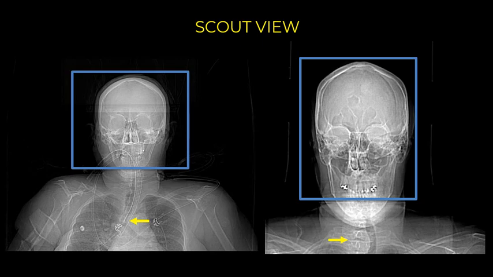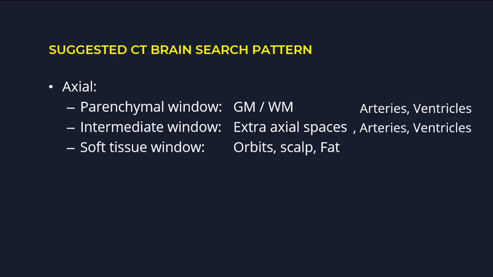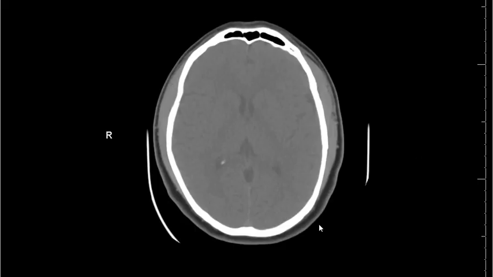Now that we're done with the scout images, we'll move to the second item on our checklist, the axial images. We review them in parenchymal window, intermediate window, and soft tissue window, and cover all those structures. I usually review the bone window separately, but I'll include that in the review of the axial images in this particular case so that you guys see a comparison of what each window shows. So in this particular case, we're starting at the level of the ventricles.